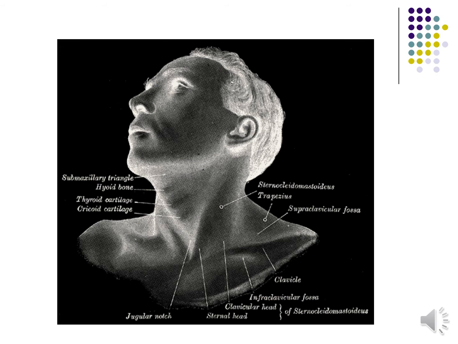Then again this is another picture of neck anatomy. This is the submandibular triangle, hyoid bone, thyroid and cricoid cartilage, then the jugular notch, then the sternocleidomastoid muscle, then the sternal head, clavicular head, and the trapezius muscle is seen, the supraclavicular fossa, then the clavicle, infraclavicular fossa. So this is the gross anatomy of the neck.